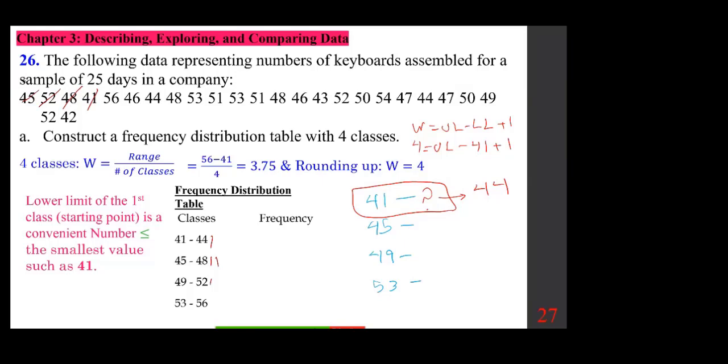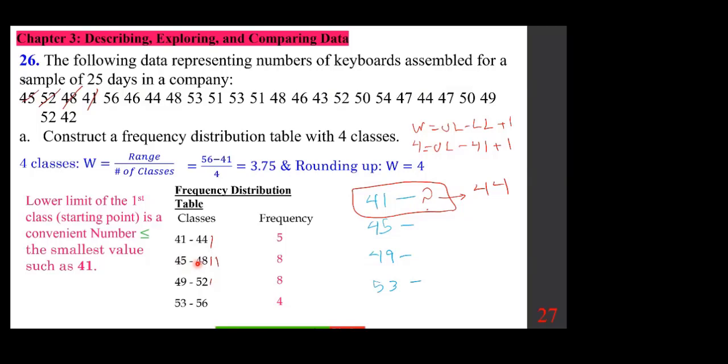When you're done, you count and you see those frequencies. So that means there are 5 numbers between 41 and 44. There are 8 numbers between 45 and 48 inclusively. That means included, okay? I want to make sure we understand. 41 is in this group, so is 44. 45 is in this group, so is 48. So this is the table, and this is how you come up with that.